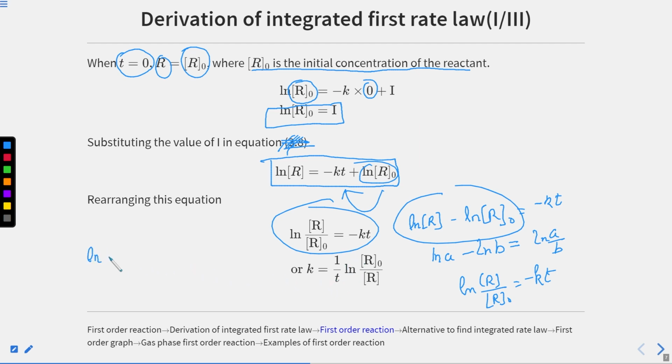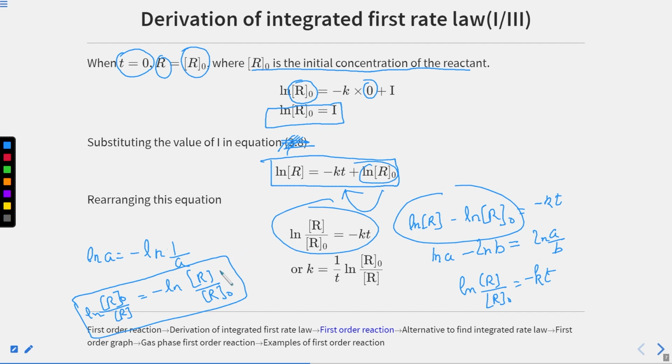For those who don't know, ln A is equals to minus ln of 1 by A. So what is the value of A here? It's R by R naught. So if you put this value here, minus ln R naught. Okay, so we can write it like this, no problem.